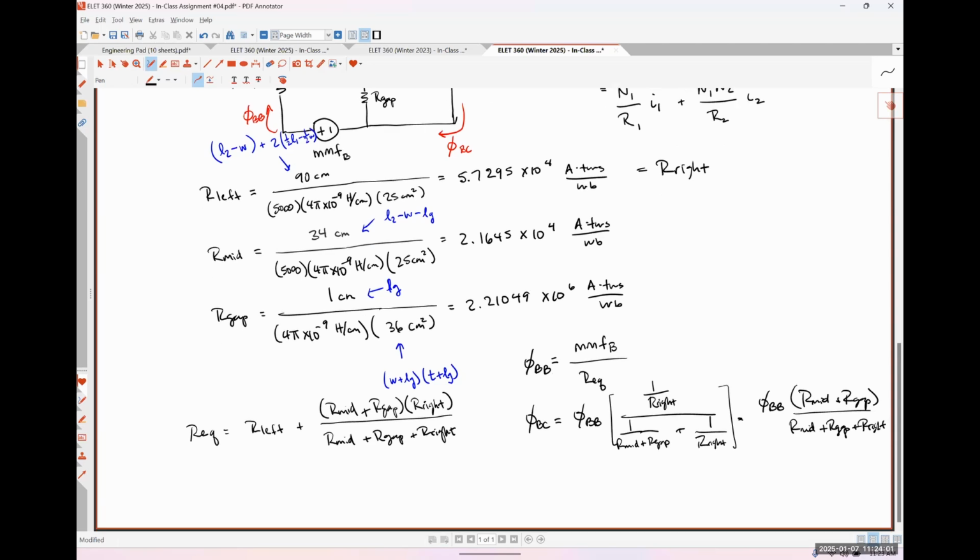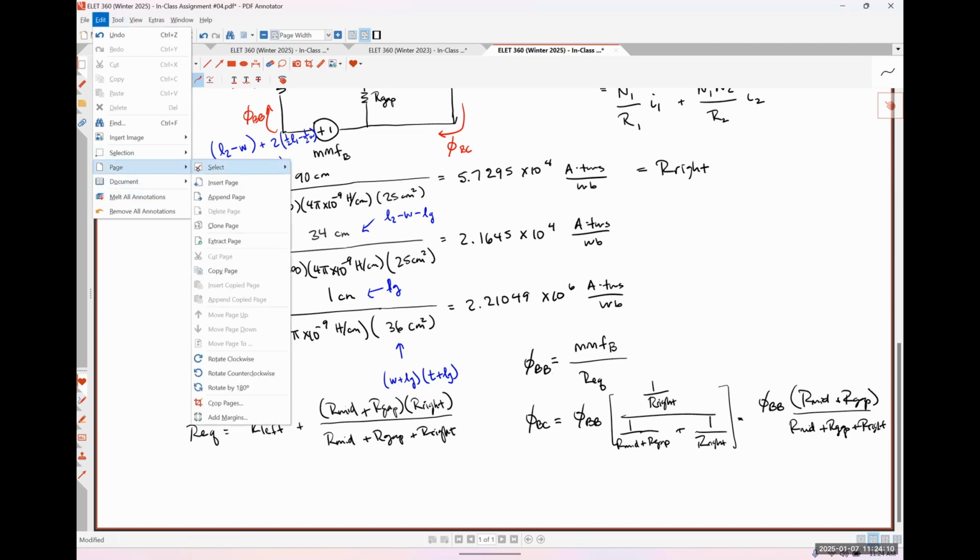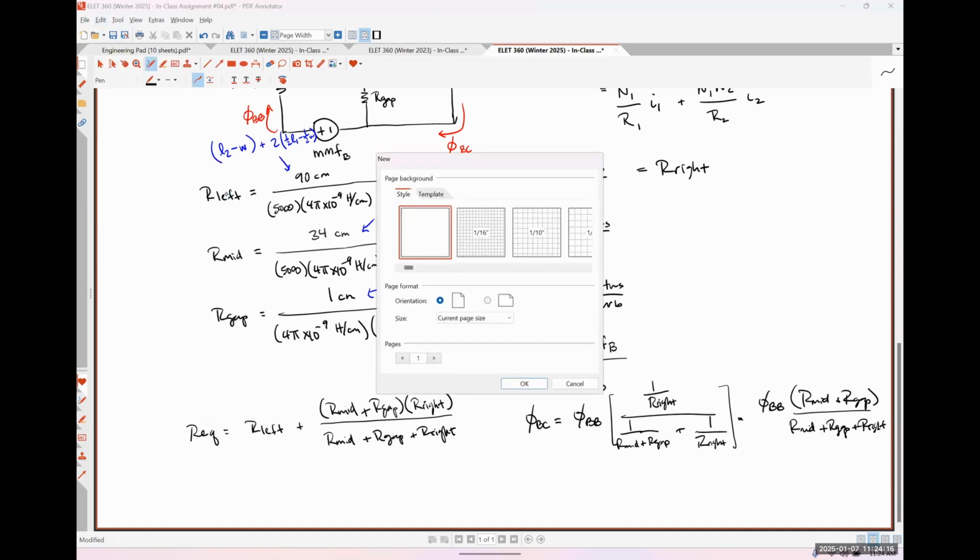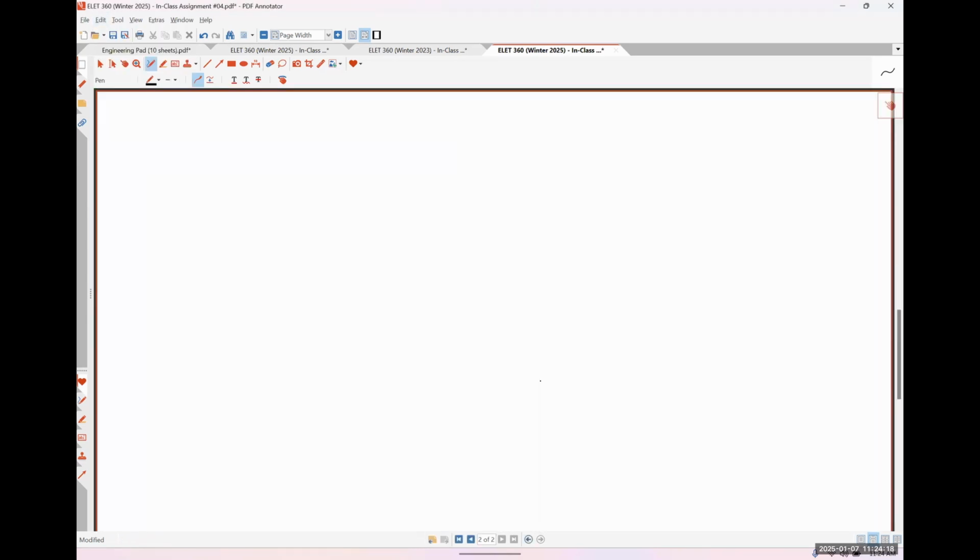So let me see if I can add a page here. Edit. Page. End page. Just a blank page. Okay, good.